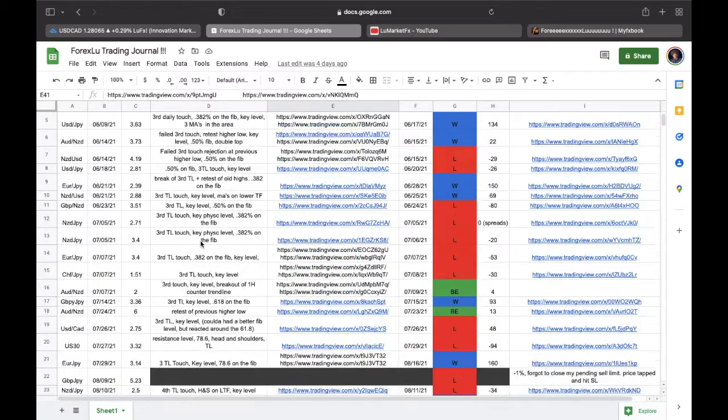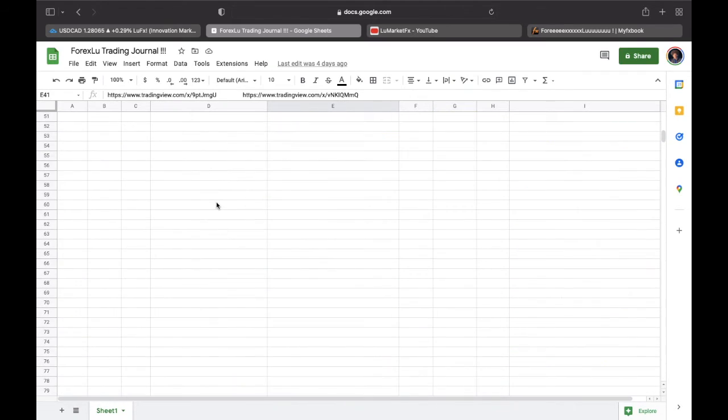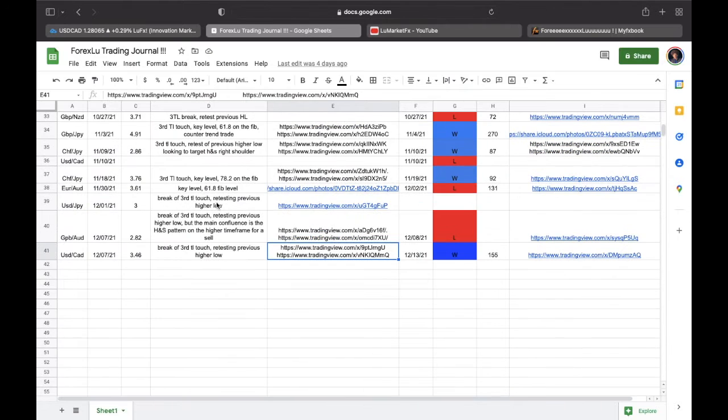For the trade technical confluences, I put break of the third trend line touch, retesting previous high low, because I take two different trades. I either take a trend line touch, trend continuation, or I take a break of the third trend line touch, and then for it to retest either the previous higher low or the lower high. Those are the two types of trades that I take, just if you guys are wondering. The one I'm talking about today is the break of the third trend line touch, retesting the previous higher low.